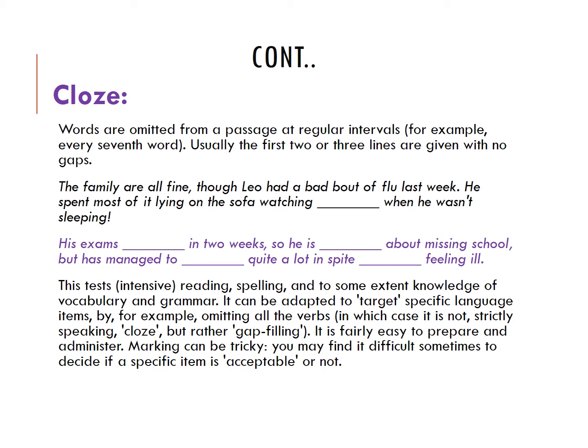Next one is cloze. Words are omitted from a passage at regular intervals, for example, every seventh word. Usually the first 2 or 3 lines are given with no gaps. You can see the example here. The passage is given with blanks for the missing words, which the testee is required to fill with accurate answers.